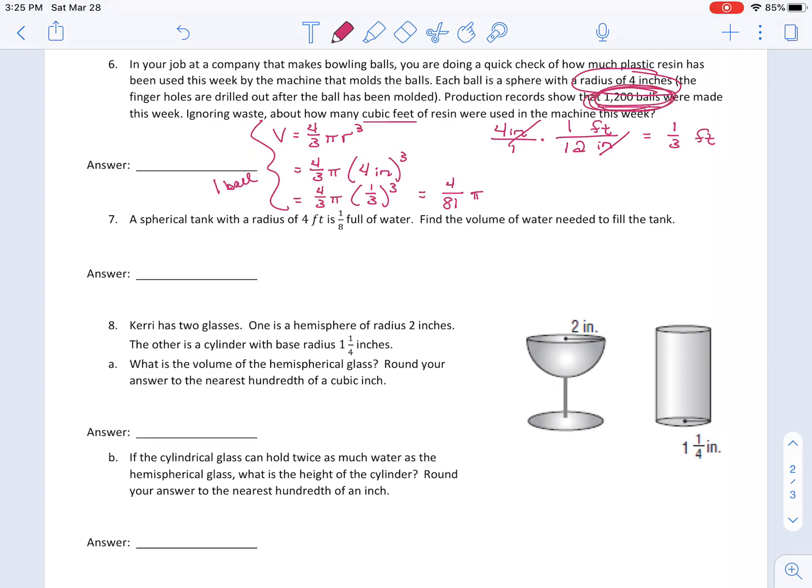This company did not just make one, they made 1,200 bowling balls. So every time we make 1 ball, it takes up this much of the resin. So we just need to say, okay, if I need 1,200 of them, then I'm going to take the volume of a single bowling ball times 1,200. So if I take that times 1,200, finally my answer is, ooh, that doesn't get nicer. I was wrong. This answer is unpleasant no matter how you do it. You'd get this fraction instead, still with the pi.